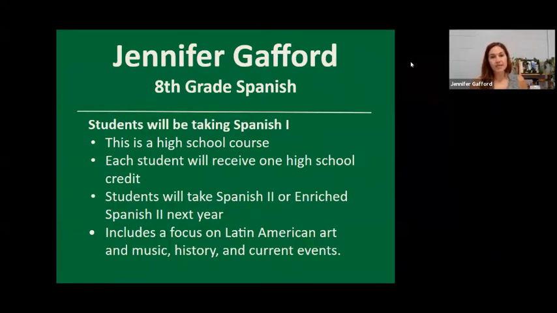So students will be taking Spanish 1 here with me. I have all the students. This is a high school course, and they will receive a high school credit. They can have the option of moving on in Spanish when they get to the next high school by taking Spanish 2 or enriched Spanish next year at their high school.